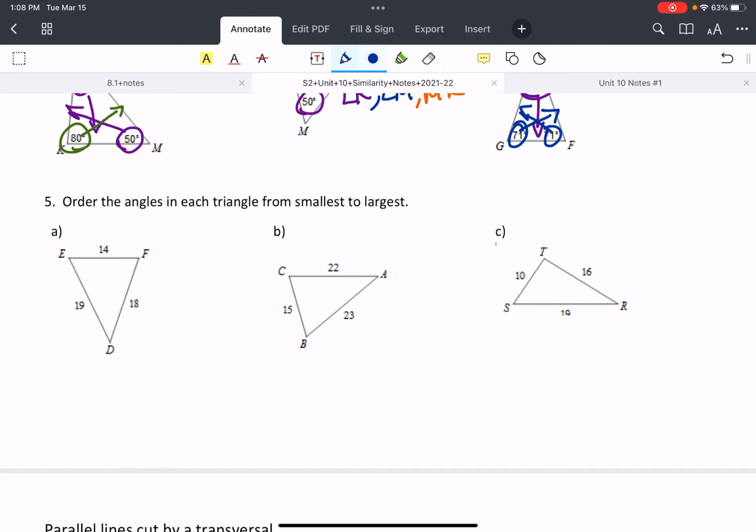And we can also do the same thing with sides to find the angles. This is order the angles, so it wants smallest to largest. So first I'm going to find the smallest side. Here it's that. It's across from angle D. The next shortest side is 18. It's across from angle E. And our last side is 19. It's across from angle F.